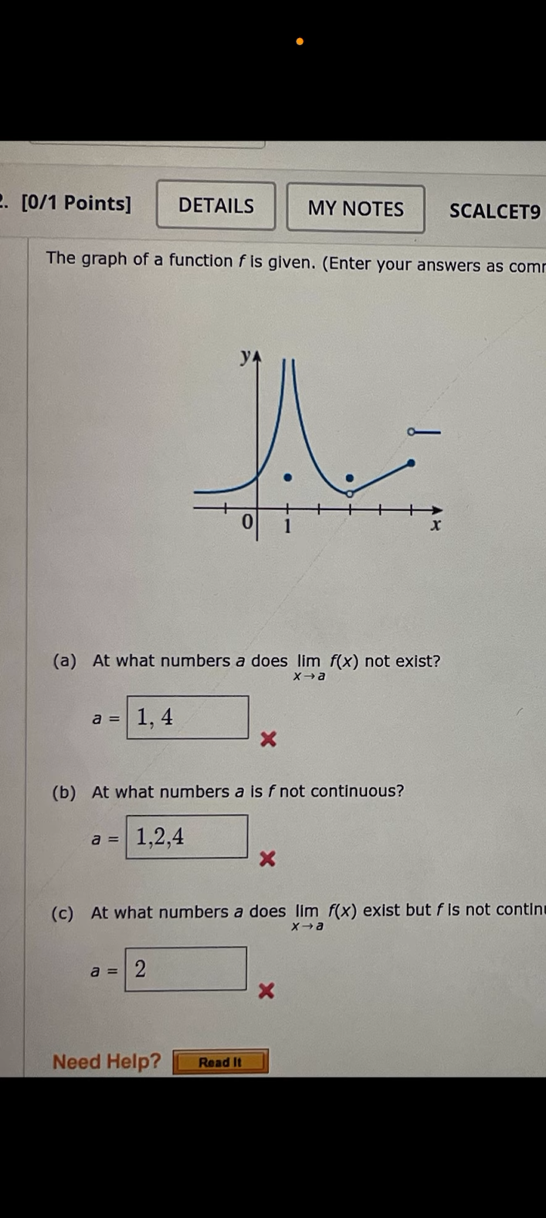The limit from the left equals the limit from the right, but it's not necessarily equal to the value at the point. So then for part C, I would change that to 3, when a is 3.